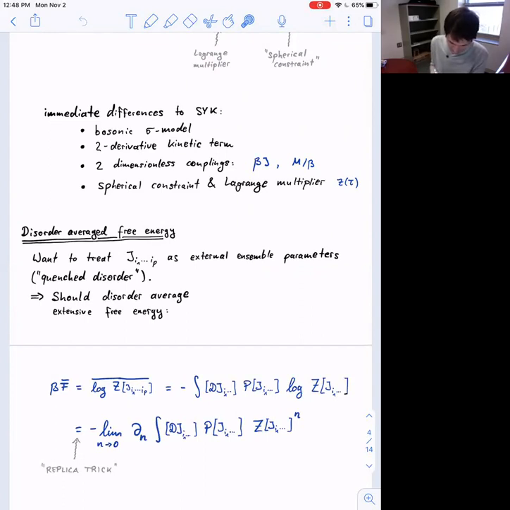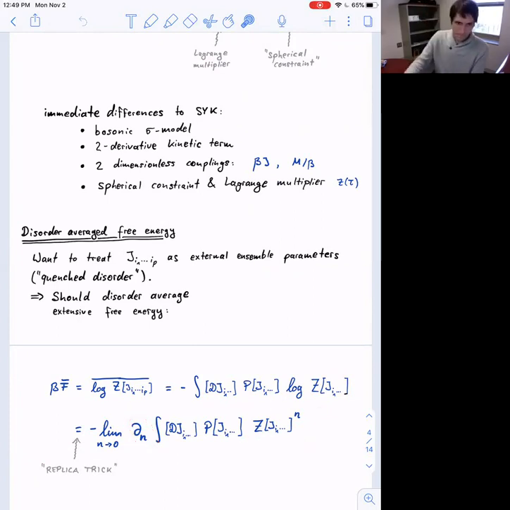Here's the associated equation. So we have log Z for any realization of the random coupling, and then we do the disorder average over that quantity. And of course, our favorite way to do that is using the replica trick, because we cannot compute log Z directly. We instead write log Z as the limit as n goes to zero of the nth derivative of Z to the n.